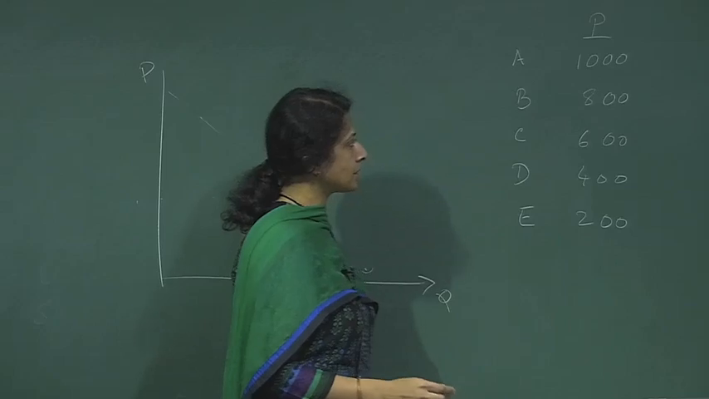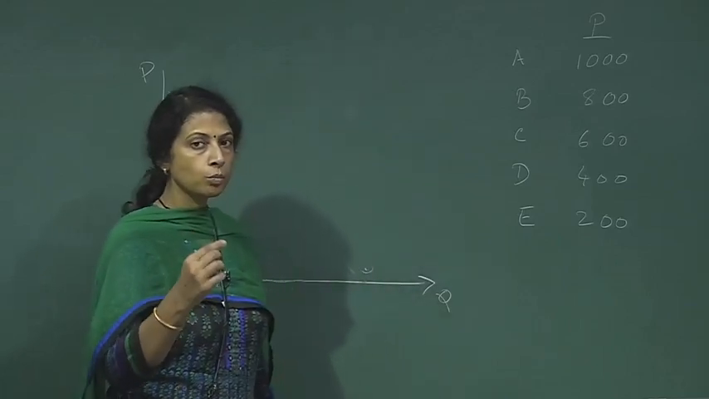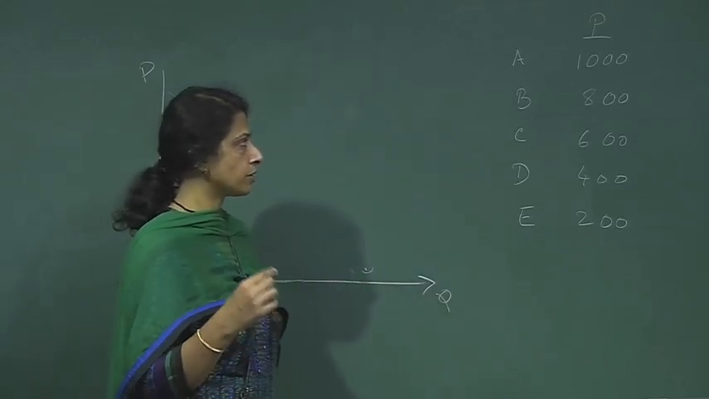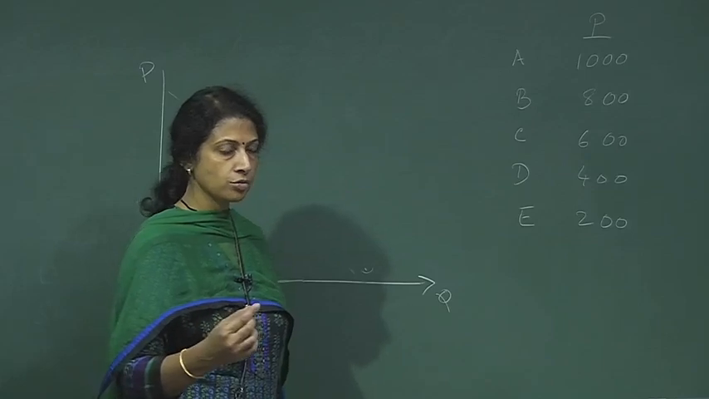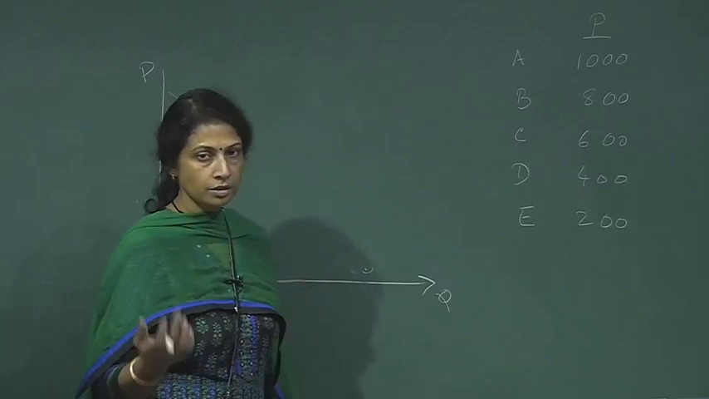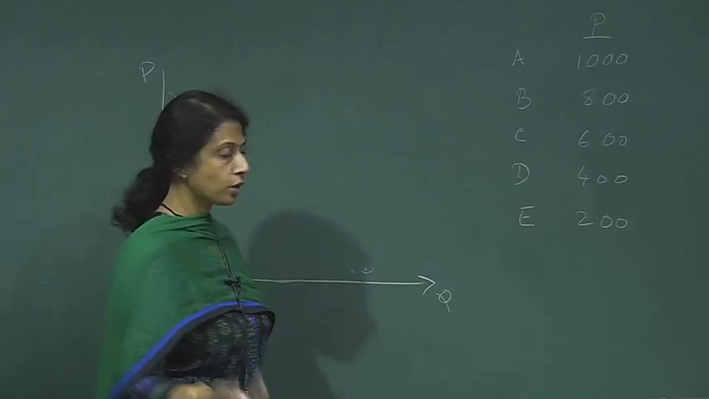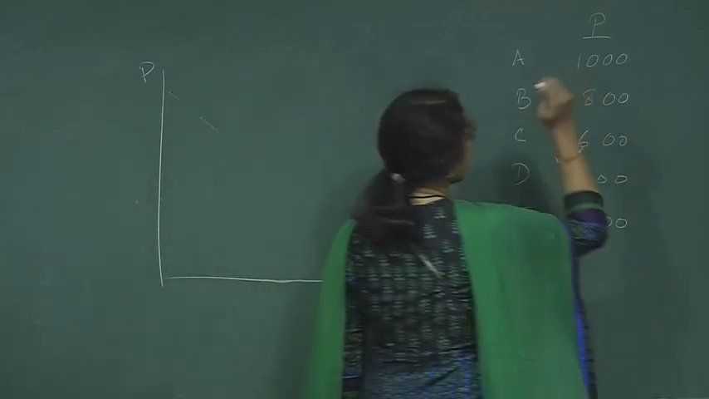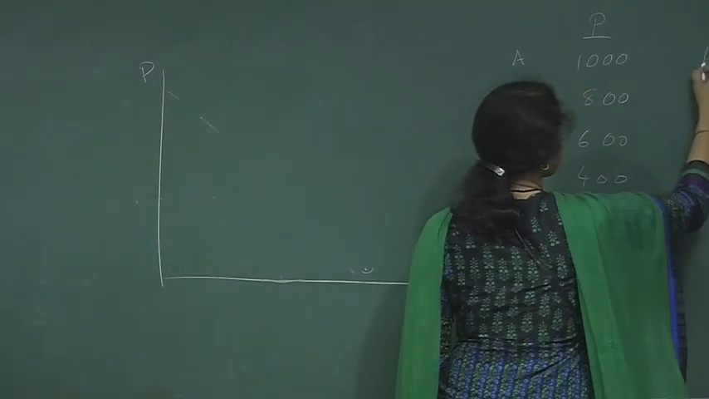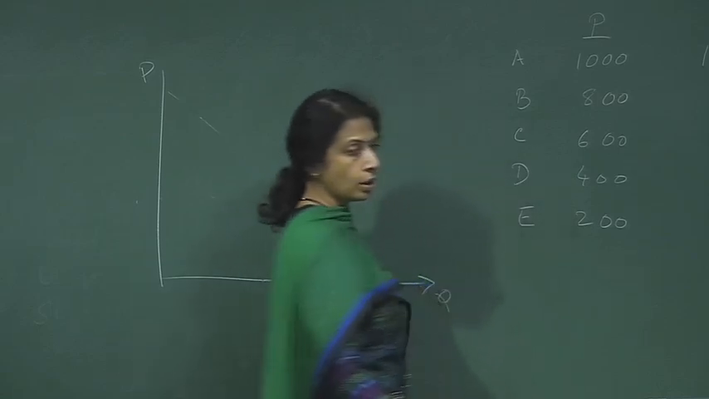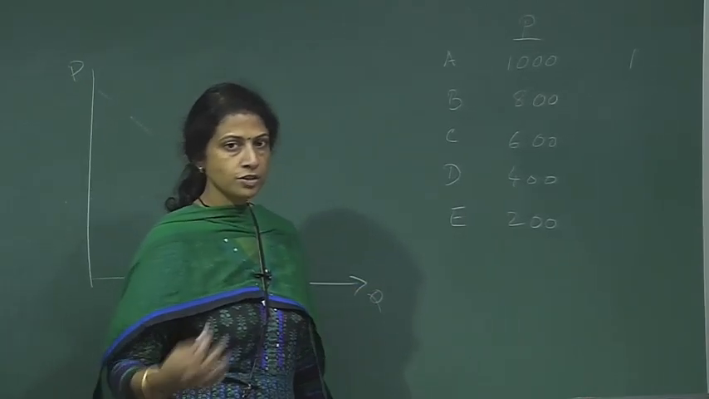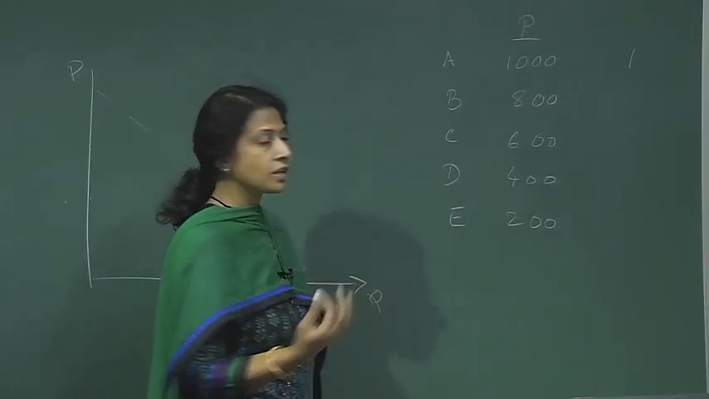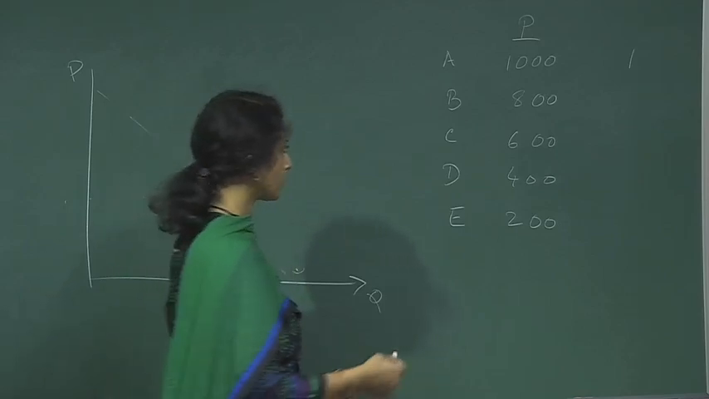what happens in the market if the price is more than 1000 rupees? So if the price is more than 1000 rupees, there are no takers. So there are basically 0 people who are willing to buy this t-shirt. When the price is 1000, there is 1 person who is willing to purchase, or in terms of t-shirts you can say that 1 t-shirt can be sold.